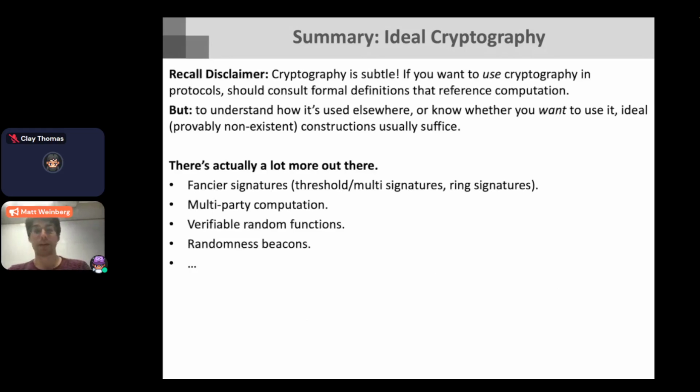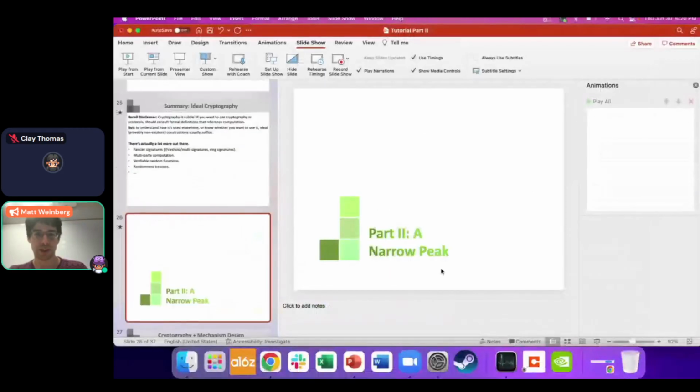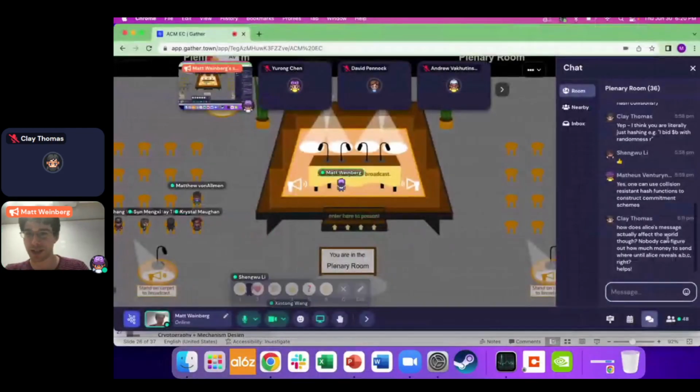There actually is a whole lot more out there that I didn't get into. I'm not even going to read it. And oh man, I will quickly pause and apologize for going over. I'll just go for another 2 minutes, just to give this really brief taste of what's out there. But then I'll stop for the poster session.